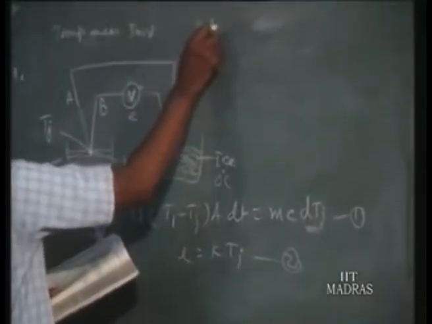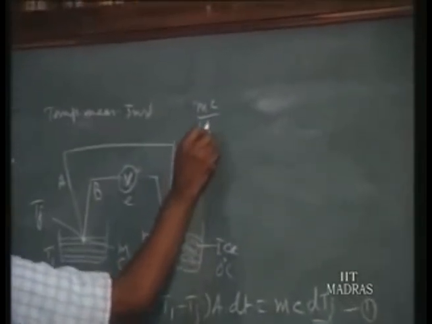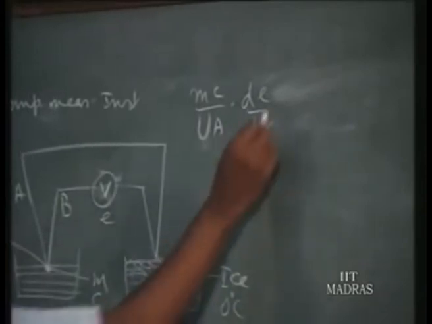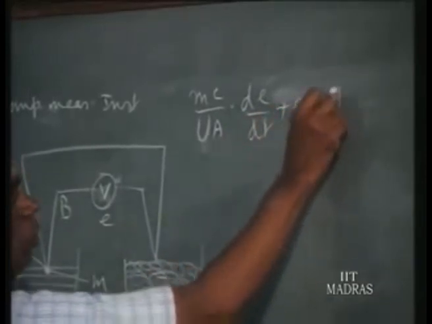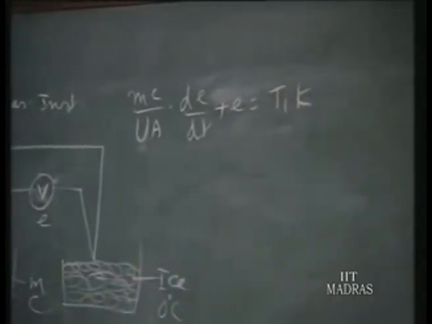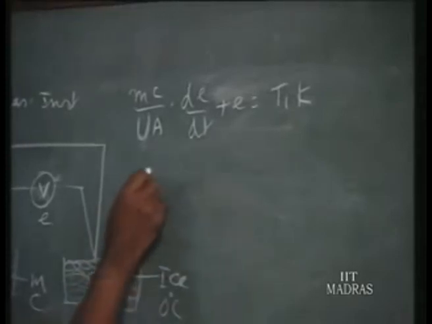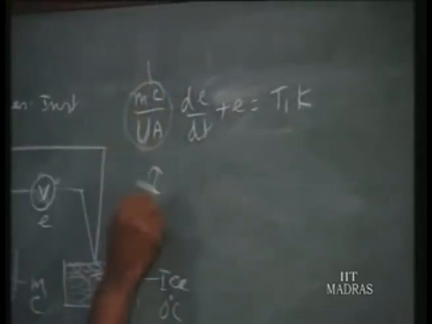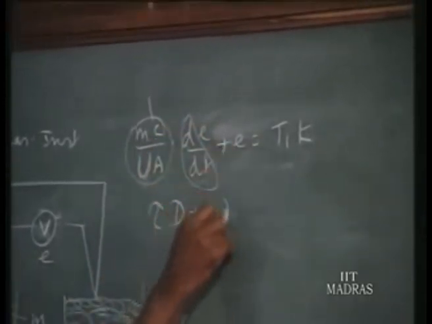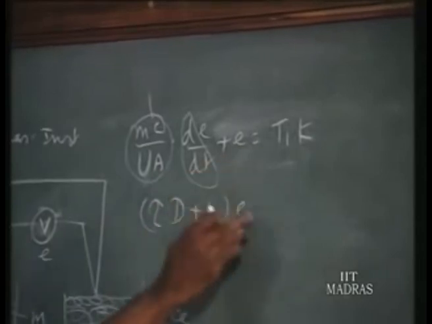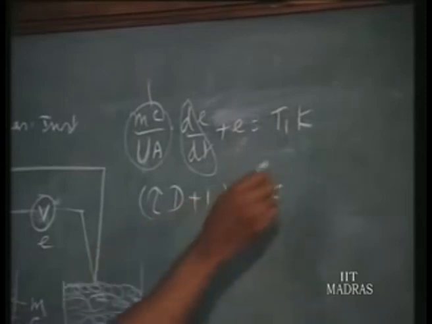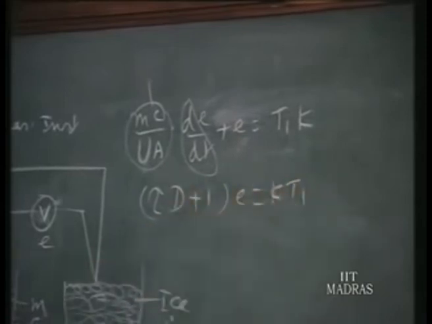and rewriting the equation, you can derive the final equation in the following form: MC by UA into dE by dt plus E is equal to T1 times K. T1 is our input signal, that is the temperature of the bath. Now you find this MC by UA is nothing but the time constant of the thermocouple. We denote this as tau, D is the operator, and E is equal to K times T1, where K is the sensitivity and T1 is our input signal.